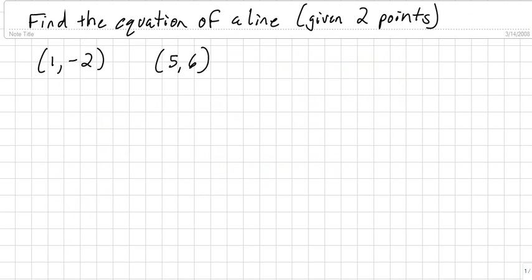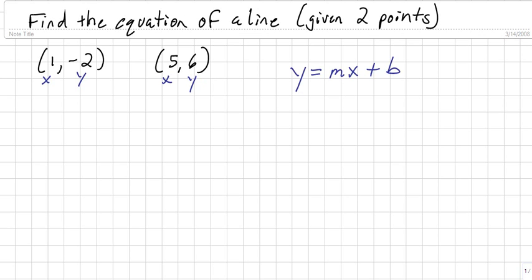Alright, this time we're asked to find the equation of a line when given 2 points. In this case, the 2 points are 1, -2 and 5, 6. Remember, this is my x value, y value, x value, y value. And to put in the equation of a line, again, we're looking to put it into slope-intercept form. Y equals mx plus b.